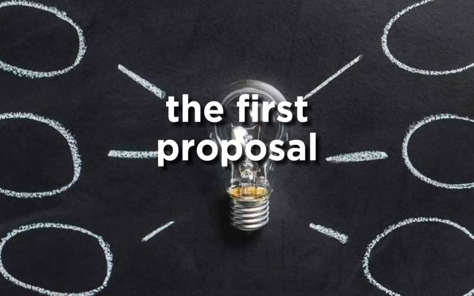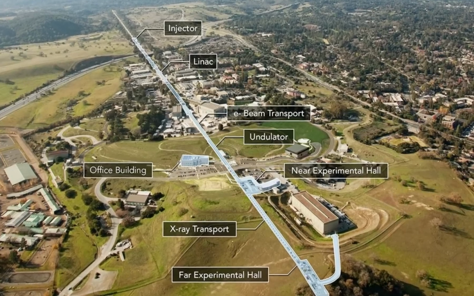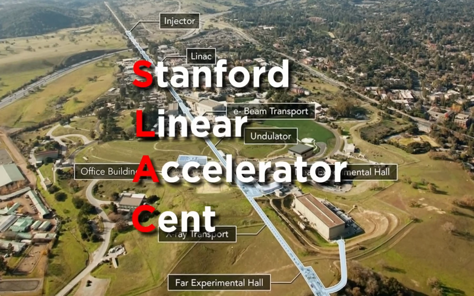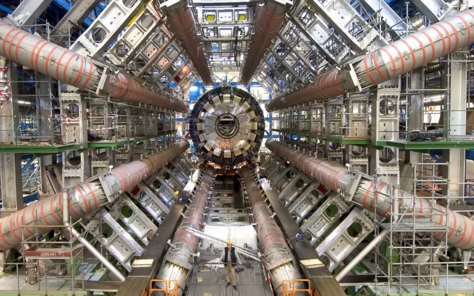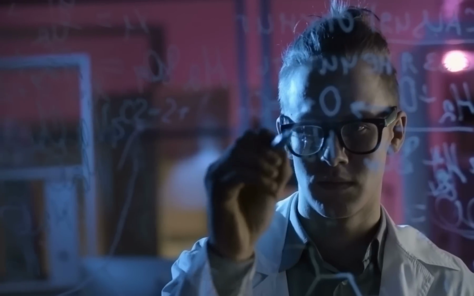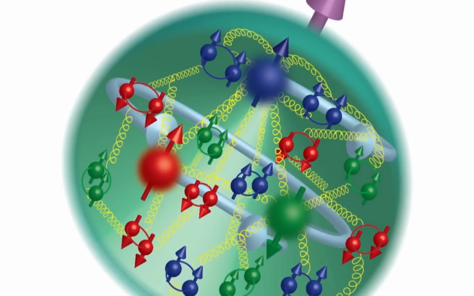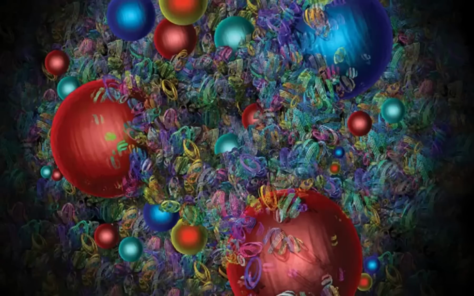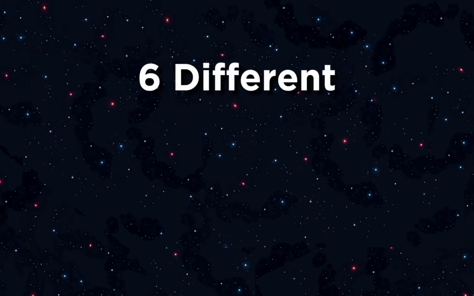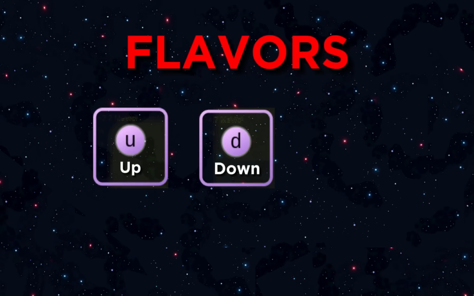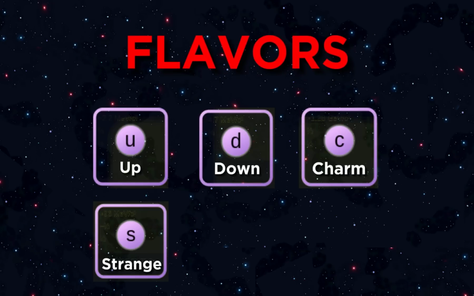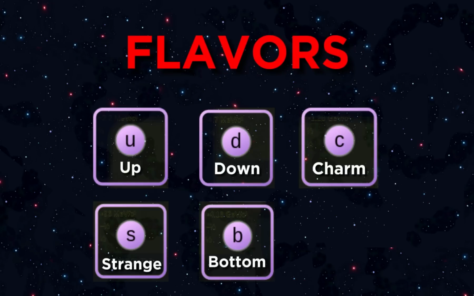In 1968, just 4 years after the first proposal of the quark, experiments at the Stanford Linear Accelerator Center were able to actually prove the existence of these particles. By colliding electrons and protons at very high speeds, scientists were able to discover these even smaller particles being ejected in the aftermath of the collision. These quarks come in 6 different flavors. Yes, flavors. We have the up quark, the down quark, the charm quark, the strange quark, the bottom quark, and the top quark.